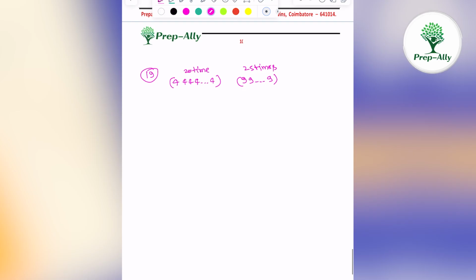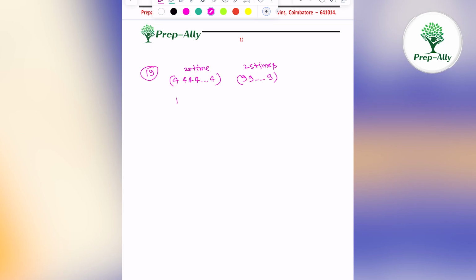For this question, we write 444 as 20 times. If 9 is there, we can write 10 to the power 1 minus 1. 99 we can write as 10 squared minus 1. 999 we can write as 10 to the power 3 minus 1. Similarly, if we have 25 times 9, we can write this as 10 to the power 25 minus 1.